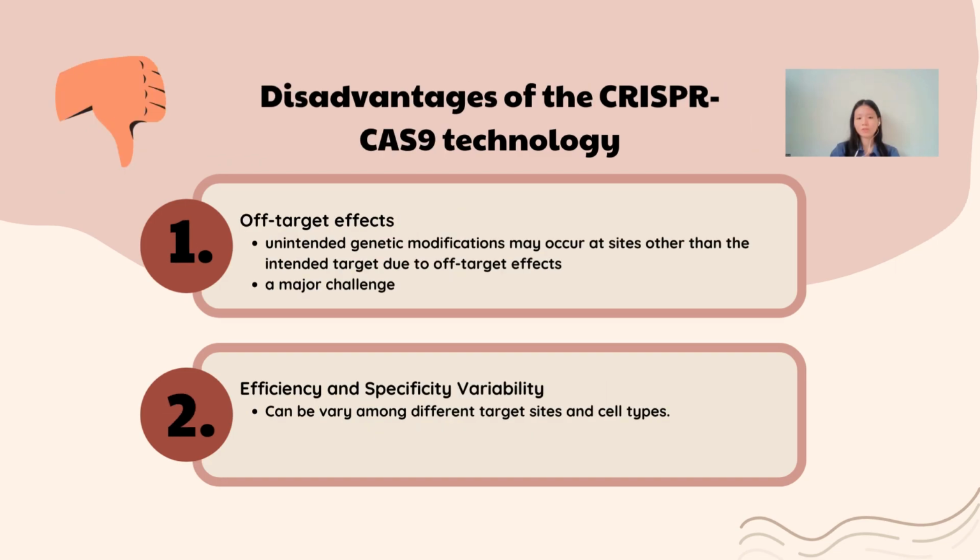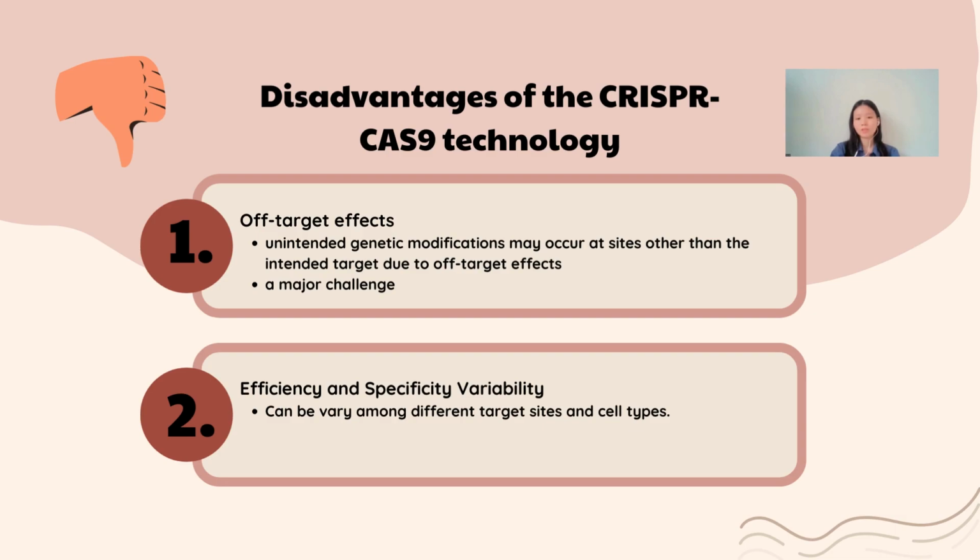Next, the disadvantages of the technology. Off-target mutations are a key limiting factor and have become a mainstay in efforts to improve the CRISPR system, particularly in the production of transgene-free crops. Off-target genome editing refers to DNA modifications at unintended and non-specific sites and can occur in a guide RNA-dependent or guide RNA-independent manner. Second, efficiency and specificity variability.